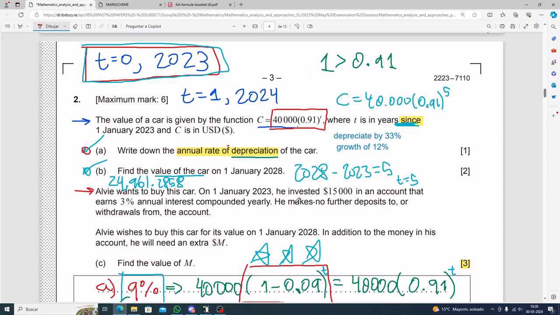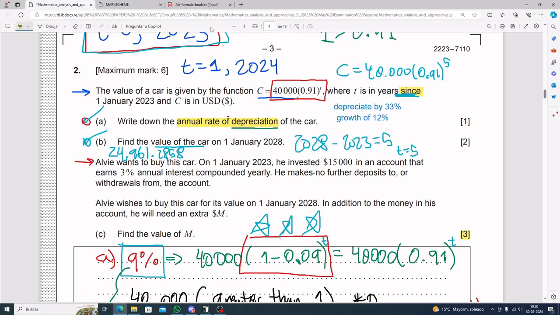And so on the 1st of January of 2023, he invested 15,000 in an account. Okay, so this part is filled with buzzwords. So let's go piece by piece. On the one hand, he invested 15,000 in an account that earns 3% annual interest rate. All right, so 3% annual interest, and careful, it's compounded yearly.